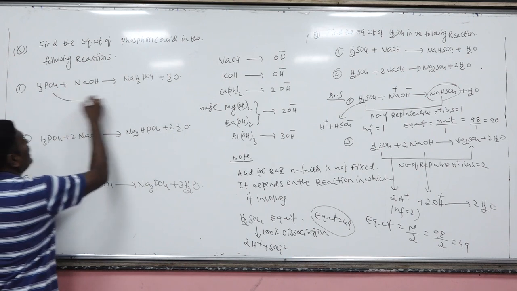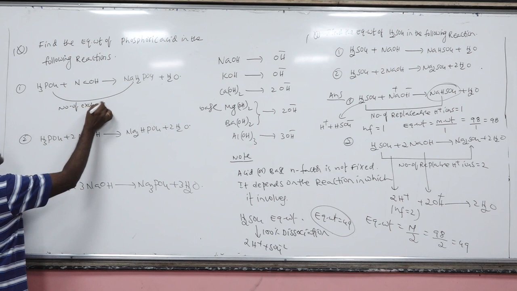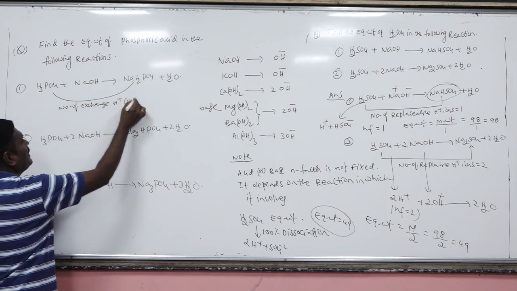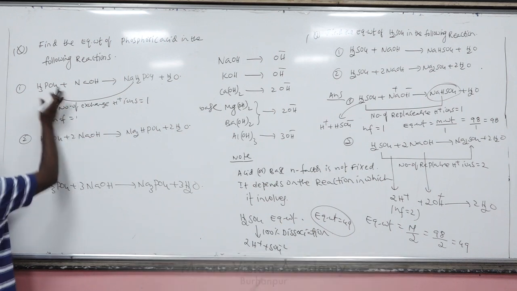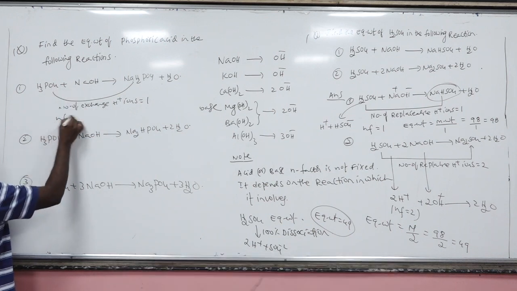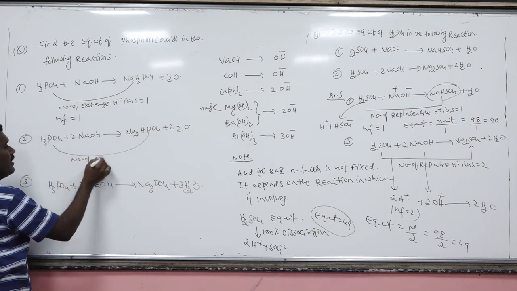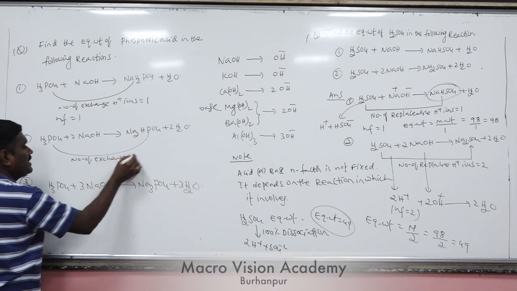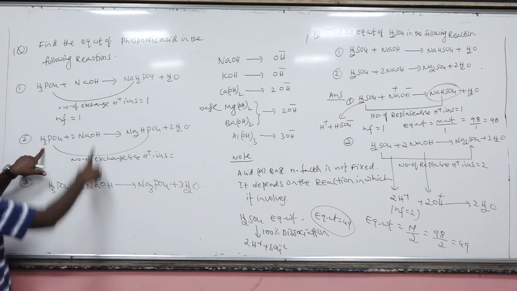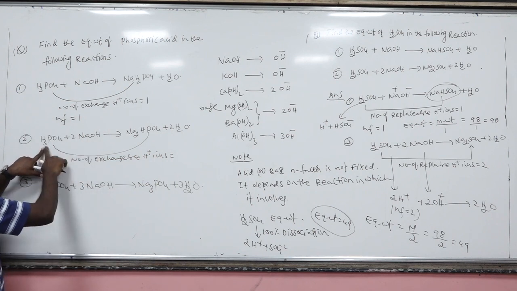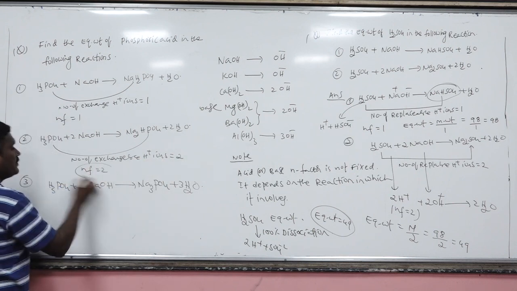So from here to here, the number of replaceable, exchangeable H plus ions, how many? 1. That is N factor 1. From here to here, the number of exchangeable H plus ions, how many? Out of 3 H plus ions, only 2 OH minus ions will combine with 2 H plus. So replaceable here is 2. So we have N factor equal to 2.